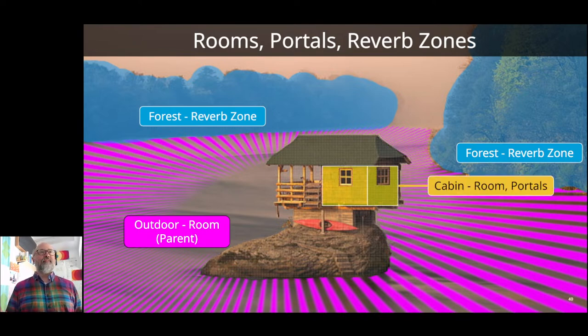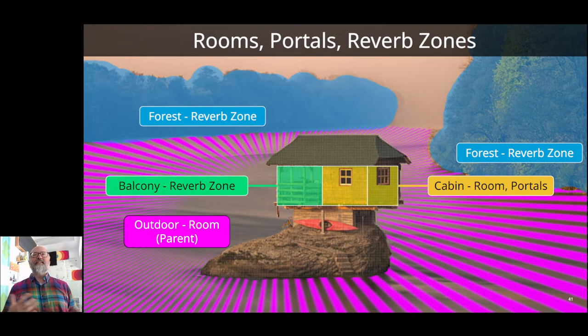Next up, we've got the cabin itself, which is authored as a room with portals for each of the windows and the doorway, we've got to get in somehow. And that leads out to a balcony, which is exposed on three of the five sides, not facing the cabin room.